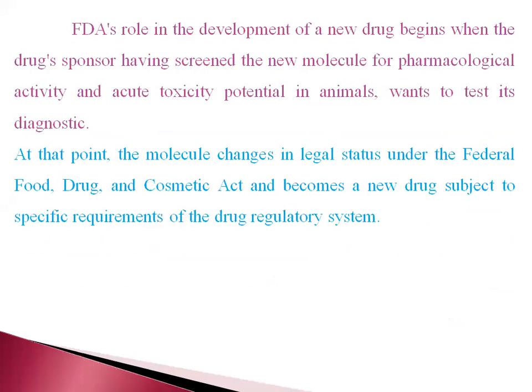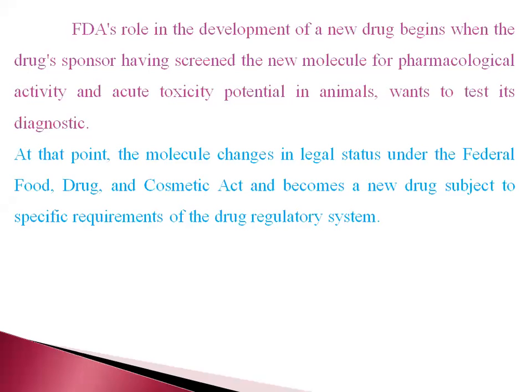That should be considered. The FDA's role in development of a new drug begins when the drug sponsor, having screened the new molecule for pharmacological activity, wants to test its diagnostic. So during preclinical testing, we are checking the pharmacological significance of the particular chemical entity as well as safety concerns and acute toxicity potential in animals. So we are checking all those things in animal study, and we need to confirm it in human trials also.